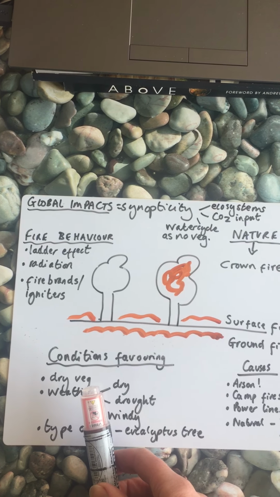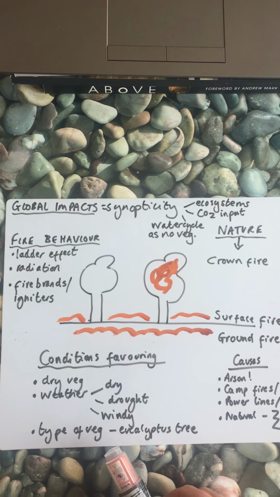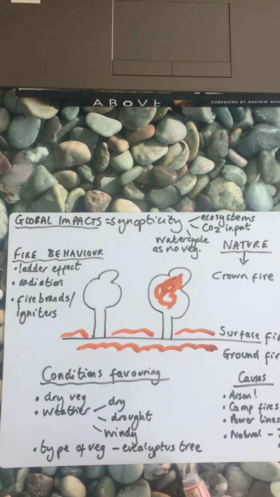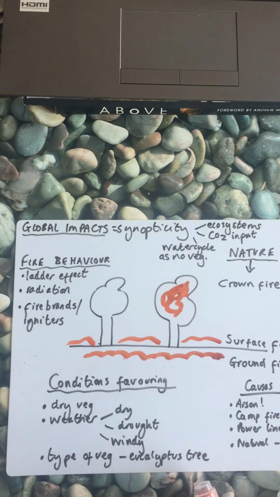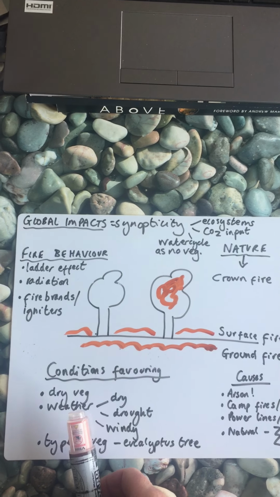Any of the vegetation, particularly on the surface, that's dry will ignite really, really easily. If the trees are particularly dry, so maybe there's been drought conditions, then that will favour a wildfire. That leads us on to the weather.